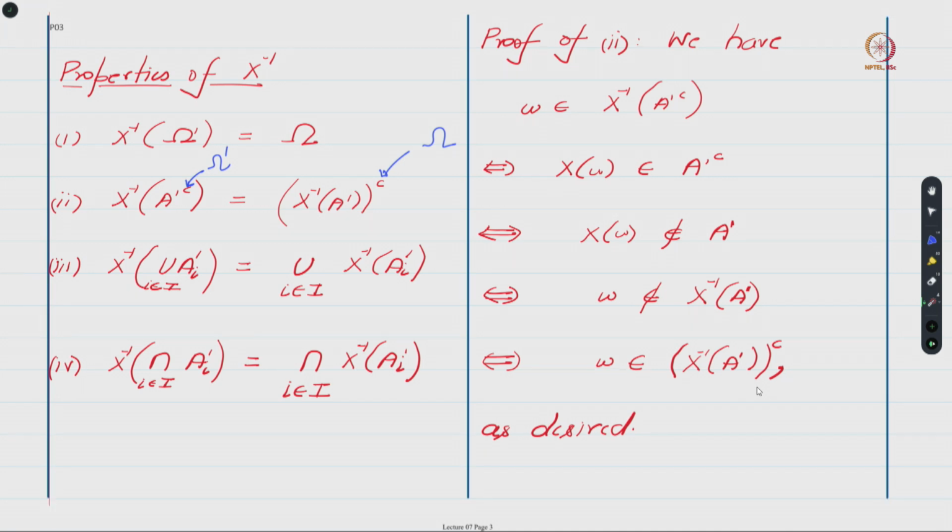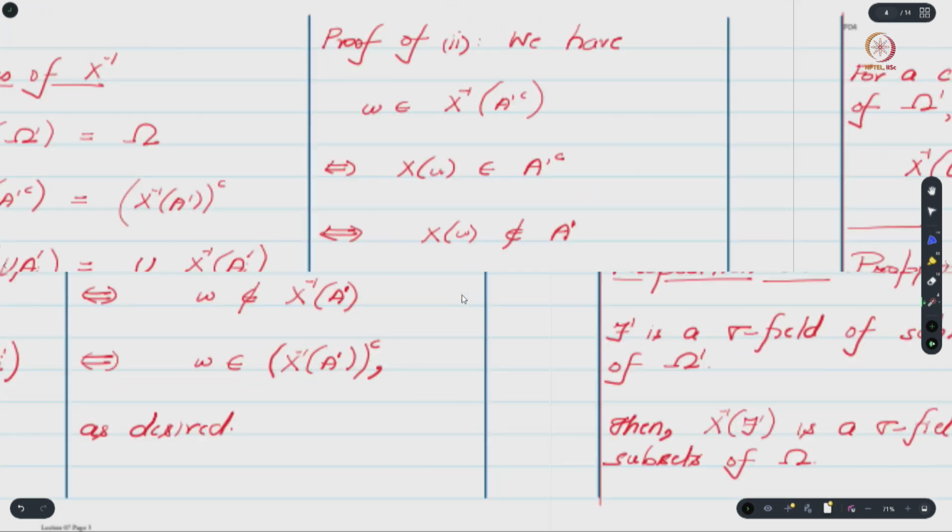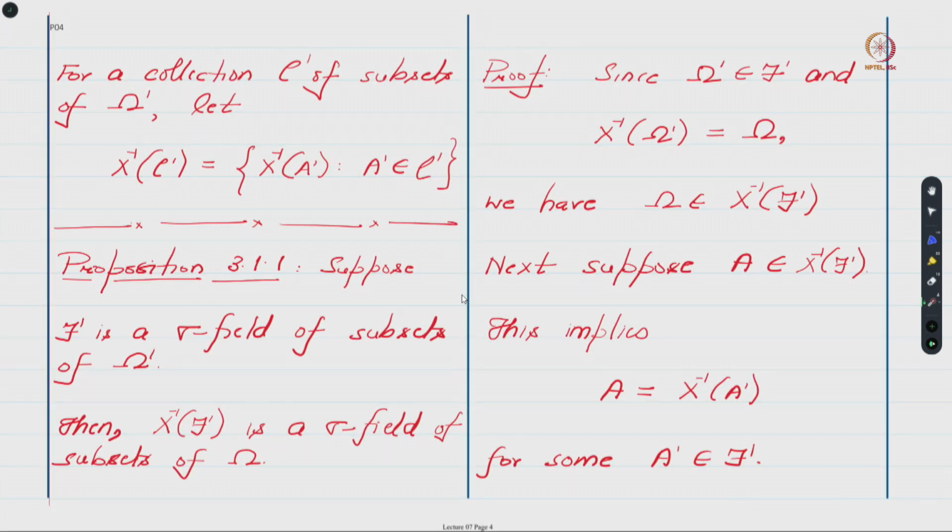And one can see that all these statements over here are if and only if, and hence one can conclude that omega belongs to X inverse of A prime complement if and only if omega belongs to X inverse of A prime the whole complement, and because of this if and only if relation between them, this statement holds true. And in the same way, one can check the validity of these three statements as well. Is this okay?